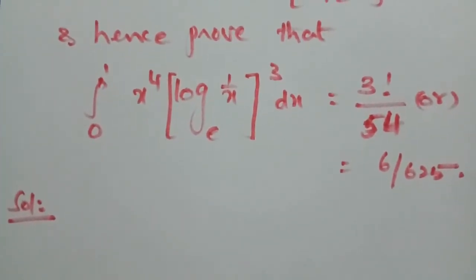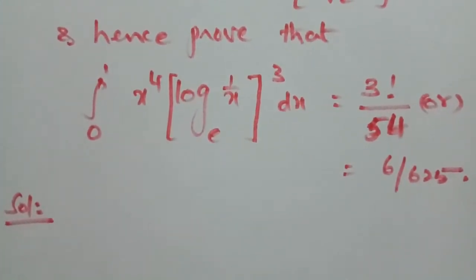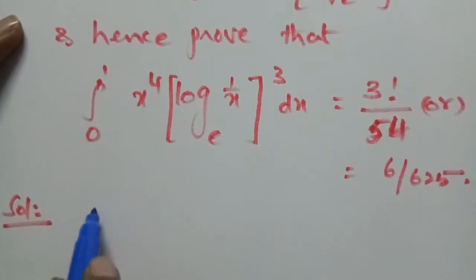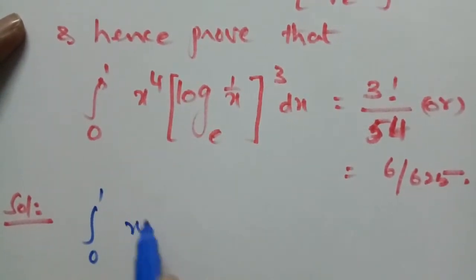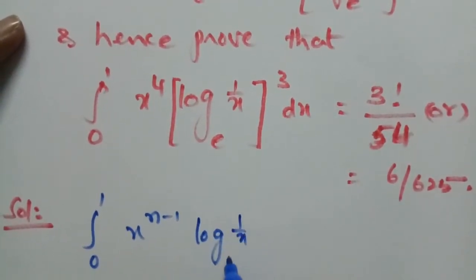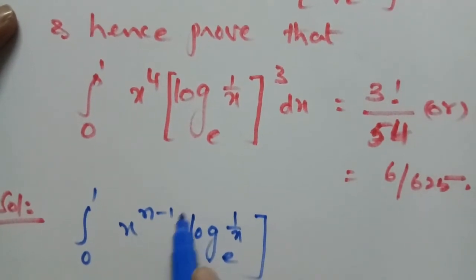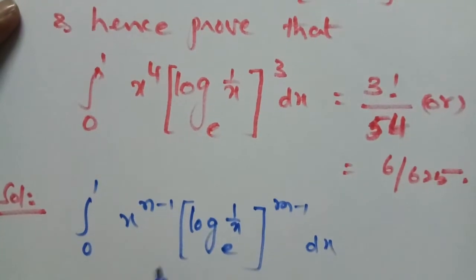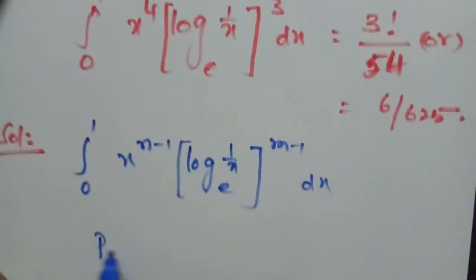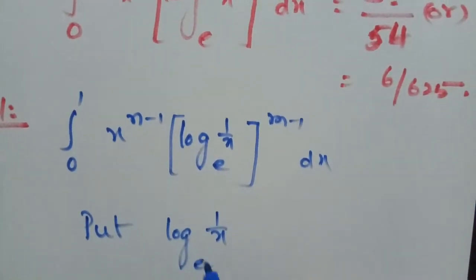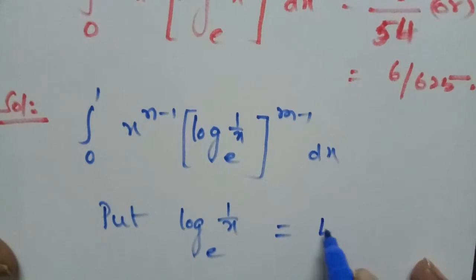First write down the given integration, and here we use integration by substitution. Now the integral from 0 to 1 of x to the power of n minus 1 into (log of 1 by x base e) whole to the power of m minus 1 dx. Now here, integration by substitution: let log 1 by x base e be equal to t.